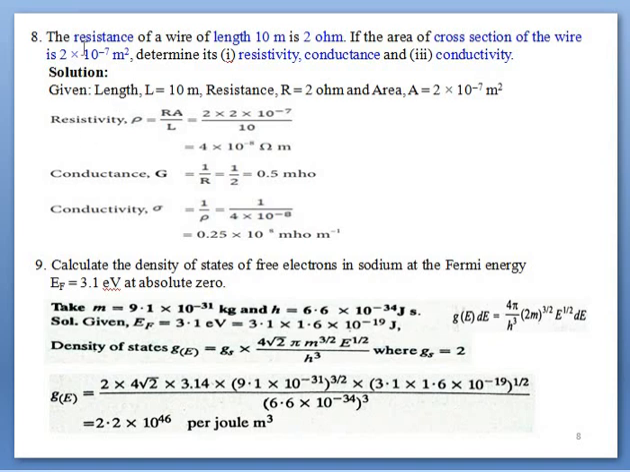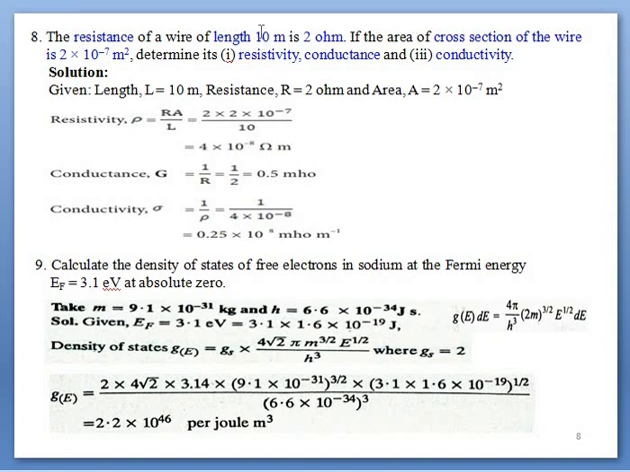And the next numerical: resistance of a wire of length is this one, and cross section of that one is given. So we have to determine resistivity, conductance and conductivity. So resistivity is equal to R a upon L, as we know. So resistance is given, 2 ohm. Cross section area is also given here.